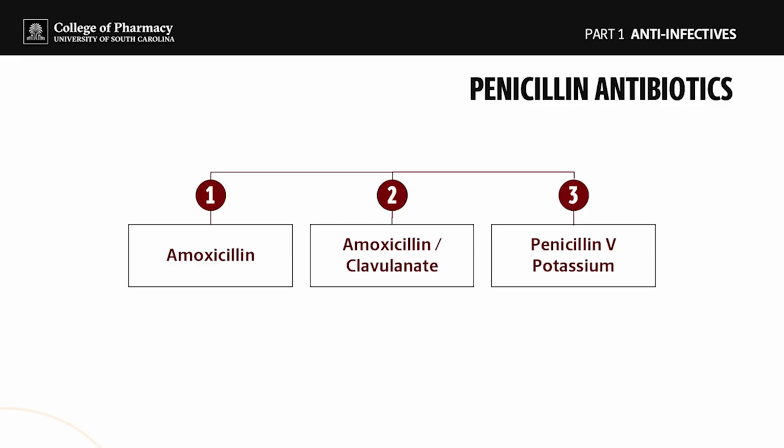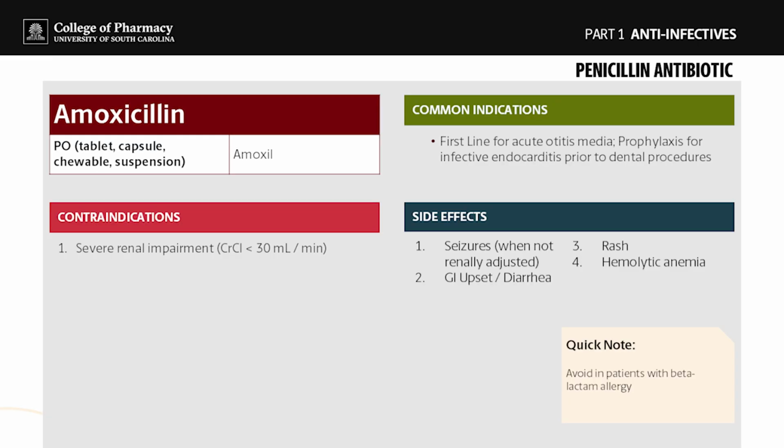Now we're going to another grouping of antibiotics, the penicillin antibiotics: Amoxicillin, Amoxicillin Clavulanate, Penicillin V Potassium. And we're going to start with the Amoxicillin. Notice when we talk about penicillins, it's Cillin, Cillin. Well, Amoxicillin is a synthetic penicillin, and its oral form is Amoxil, and it comes in a tablet, a capsule, a chewable, and a suspension, and it's a first line for acute otitis media, and it's also a prophylaxis for infective endocarditis prior to dental procedures.